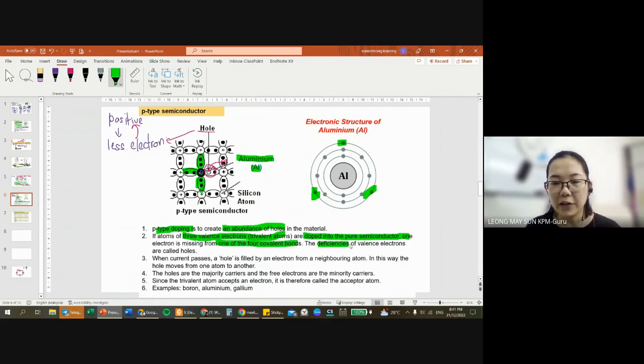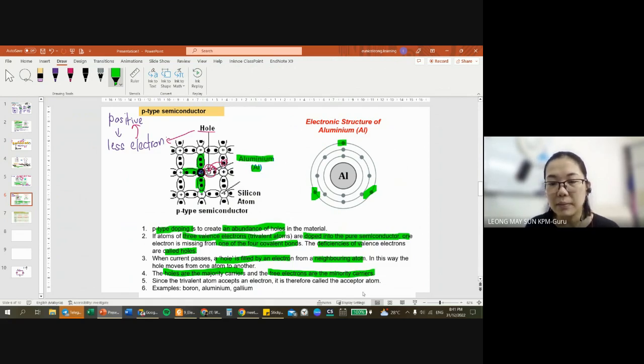So the deficiency of the electrons is called holes. When current is passed through the p-type semiconductor, the hole is filled by an electron from another atom. In this way, the hole moves from one atom to another. Holes here will be the majority charge carrier, whereas the free electrons are the minority charge carrier.